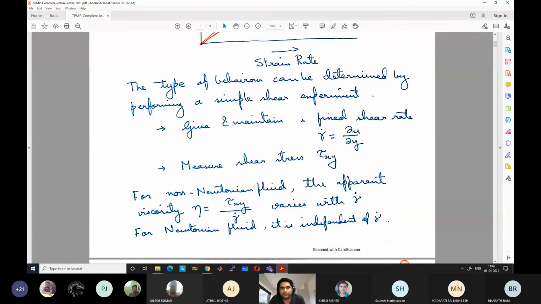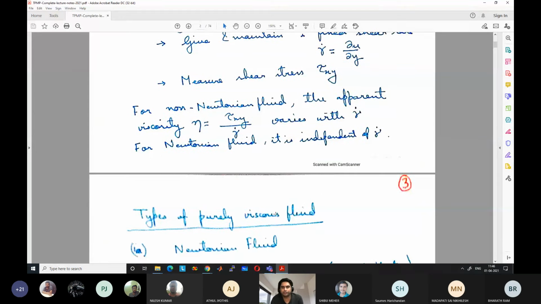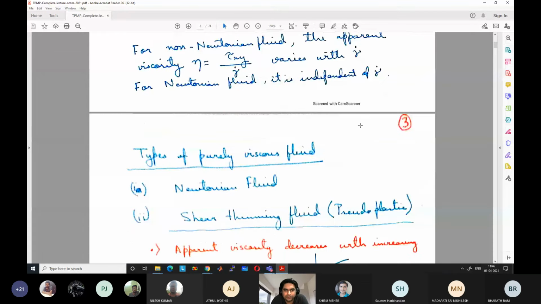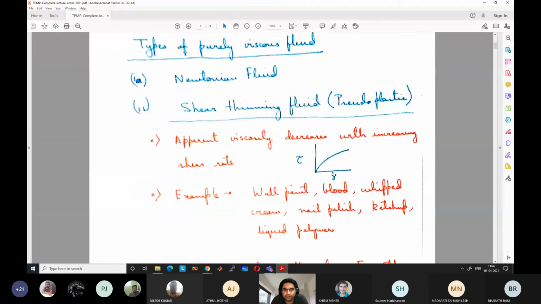Types of purely viscous fluid we have already discussed. Let us go into slightly more depth now, and later on we will go into even more depth, where we will try to solve some problems. So one is the Newtonian fluid. I think there is no need of discussing it any further. Second is the shear thinning fluid, or pseudoplastic.